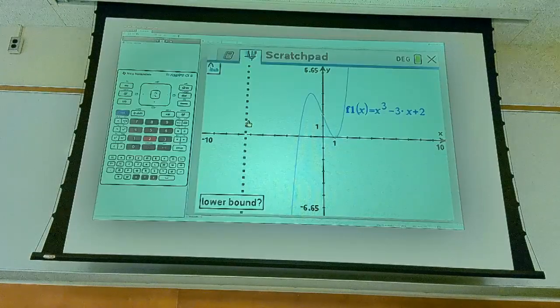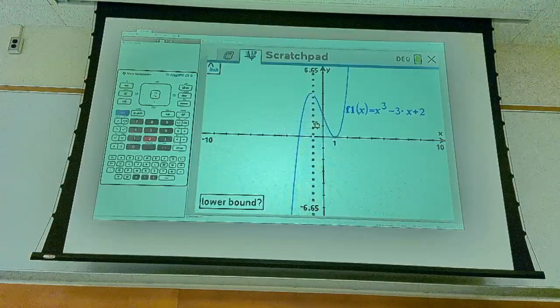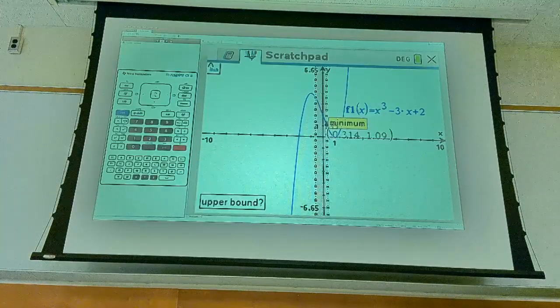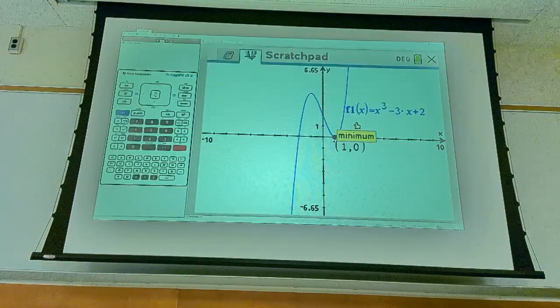We're looking for the local minimum. Clearly, it looks like it's going to be at x equals 1. So I'm going to scroll over, right about there, for my lower bound. Enter. And scroll it over, maybe right about there. Enter. There's your minimum: 1, 0.